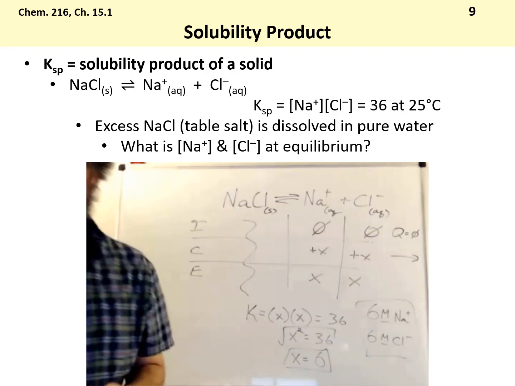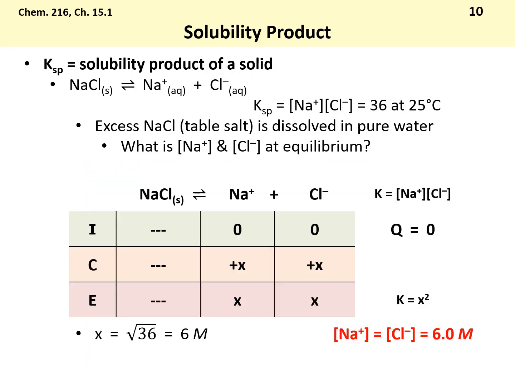All right. Here it is on the screen. We start off with an ICE table. We plug in our change. We calculate X, and that's going to give us our equilibrium concentrations. Okay. So notice we get 6 molar.